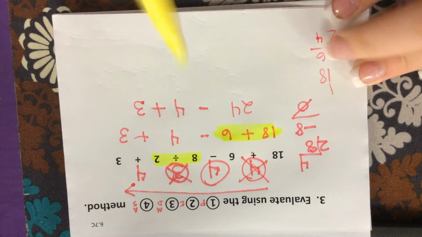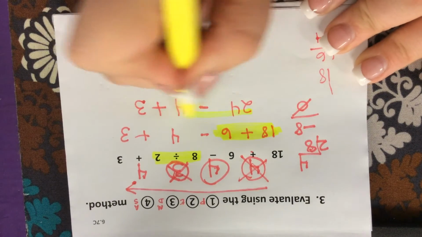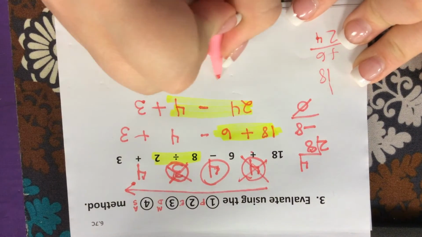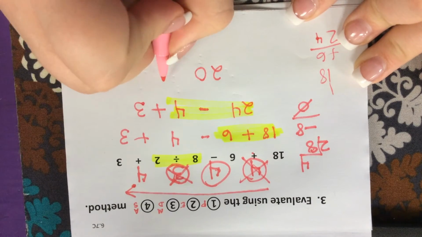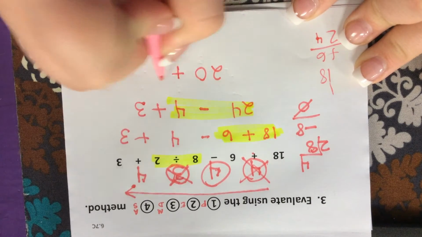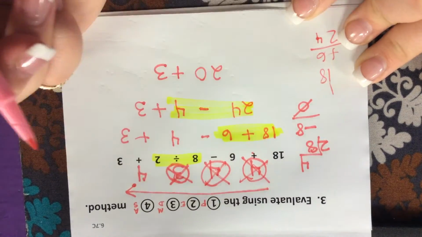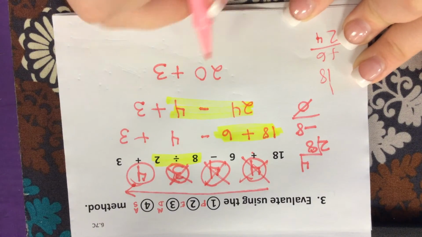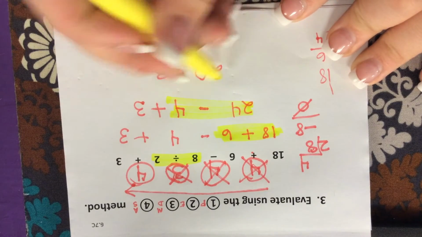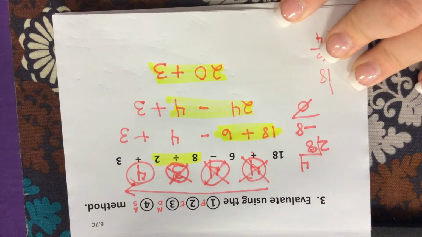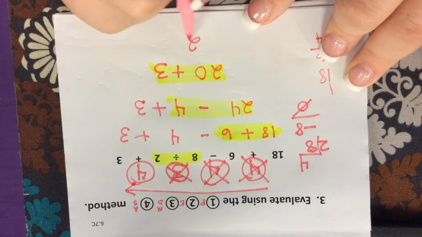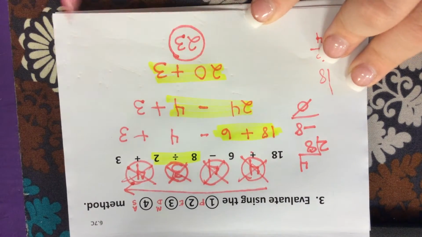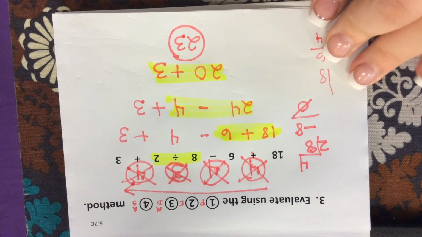Next is that 4 from left to right. 24 minus 4 is 20. Bring the rest of it down. We're done with that step. And it's time for the last step. 20 plus 3 is 23. We finished that last step. So we have our solution. The solution is 23.